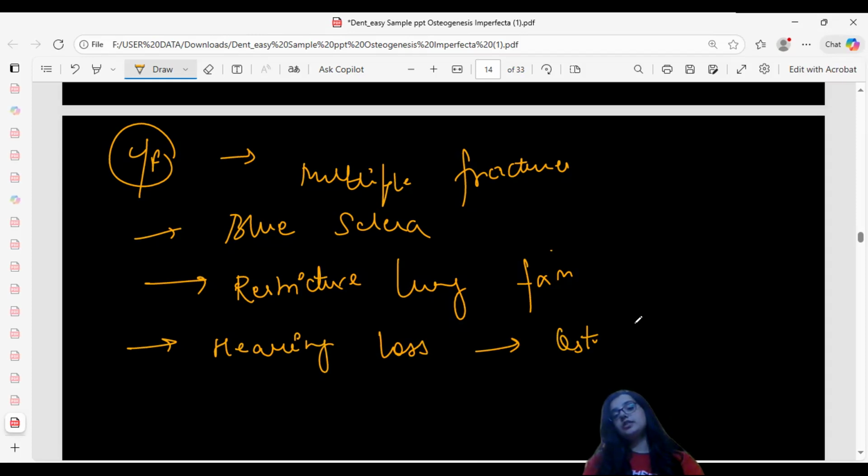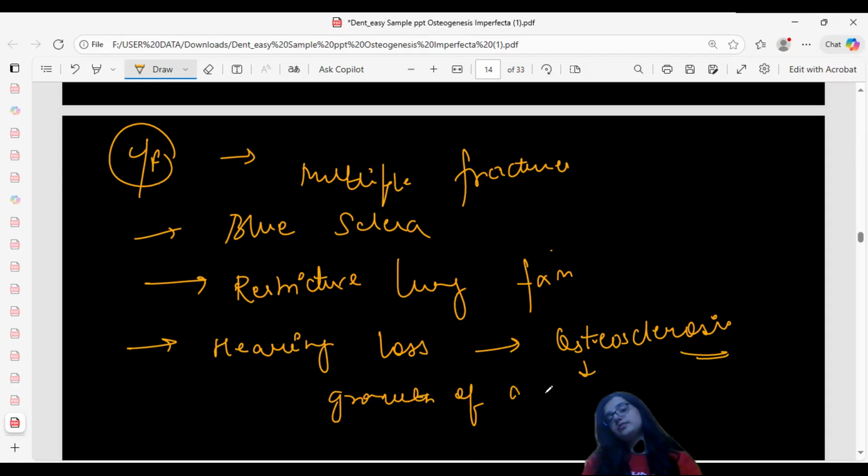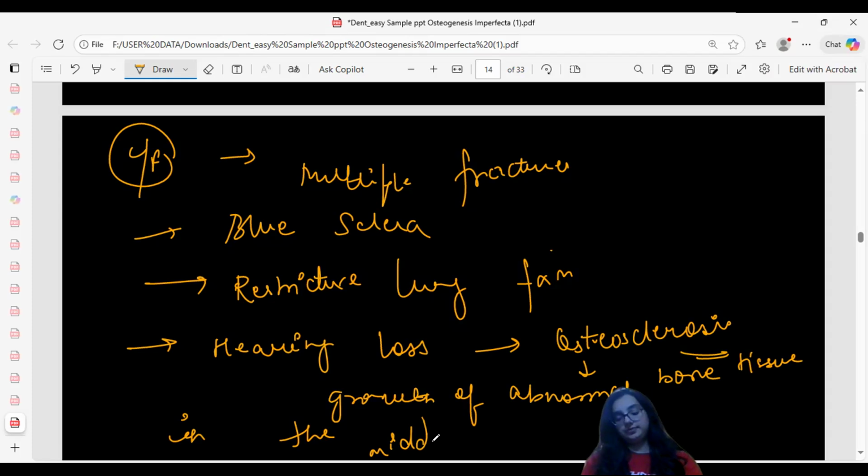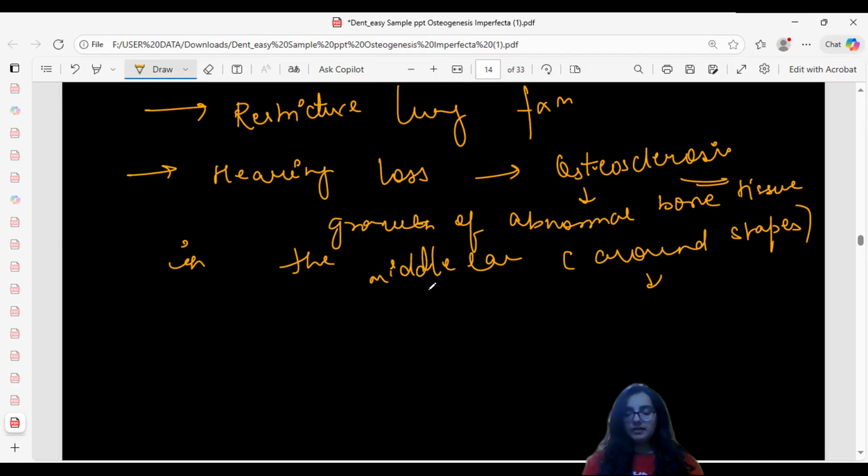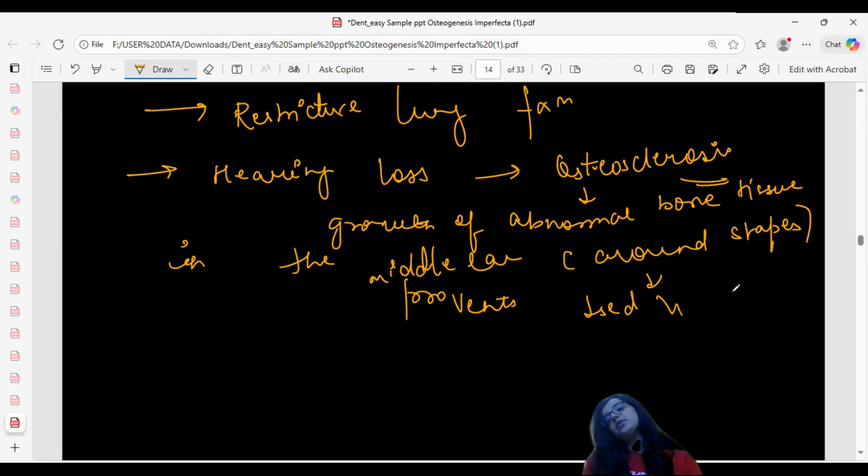Osteosclerosis. Because of the growth of the abnormal bone tissue in the ears, that will prevent vibrations around stapes bone to be particular, and that prevents vibration, leads to decreased vibration and therefore the hearing loss.